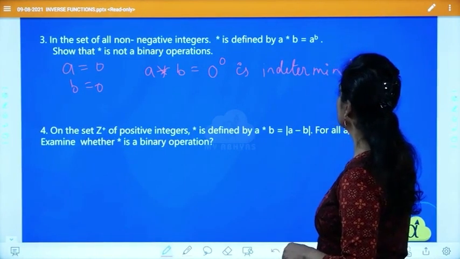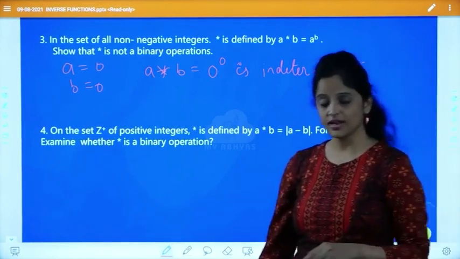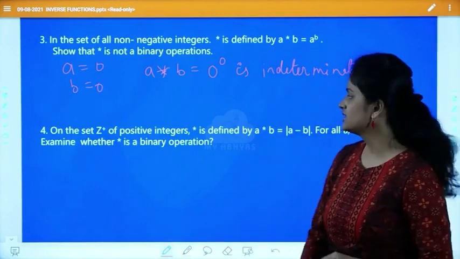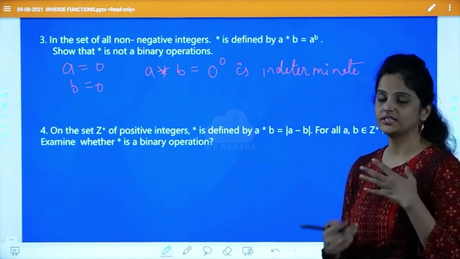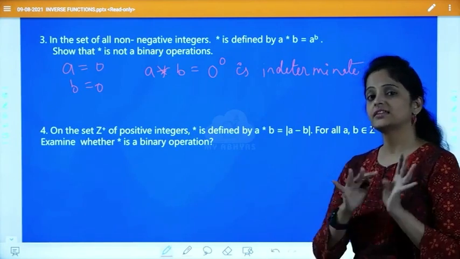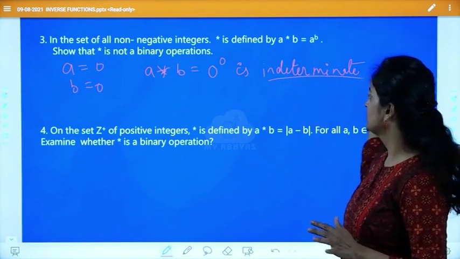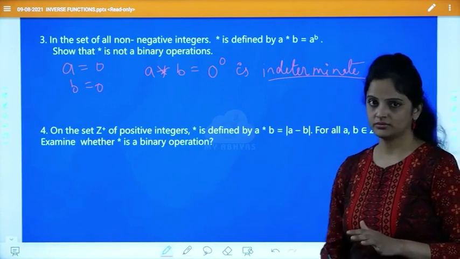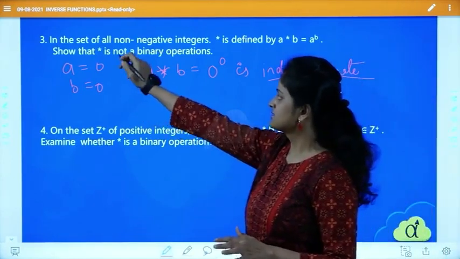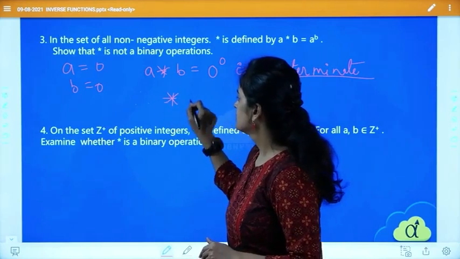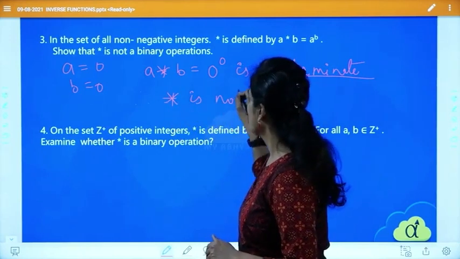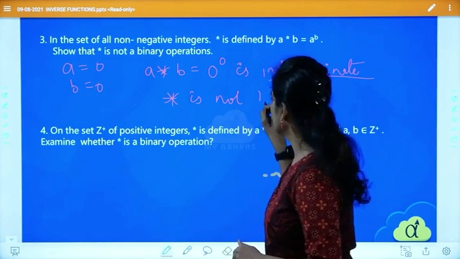Limits you have studied, right? In class 11, you studied limits: 0 by 0, 0 to the power of 0, infinity by infinity, infinity minus infinity. There are 7 indeterminate forms. None of those are allowed. That's why this cannot be. Therefore, star is not a binary operation.